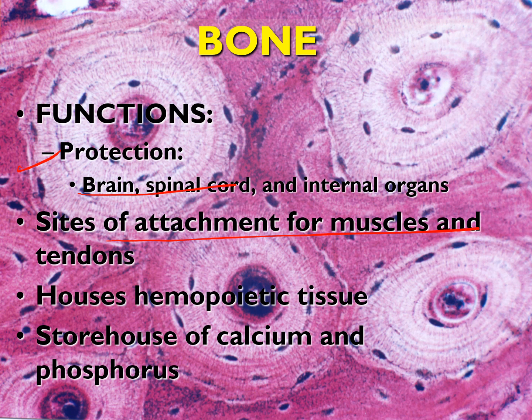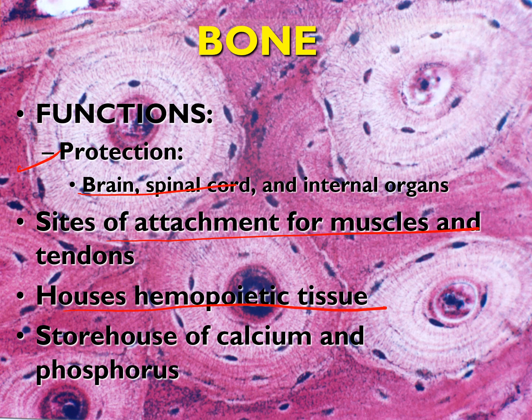The other function is the house of the hematopoietic tissue. Inside the bone we have the bone marrow. Inside the bone marrow we have the cells that are responsible for the production of the red blood cells and the white blood cells. Finally, they are the storehouse of the calcium and the phosphorus. Whenever there's an increase in the concentration of calcium and phosphorus in the blood, they are going to be stored in the bone through the formation of new bone.